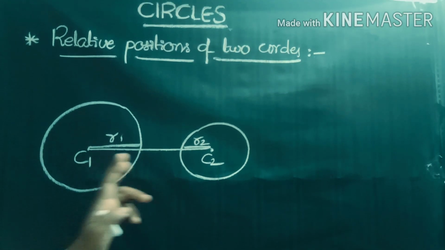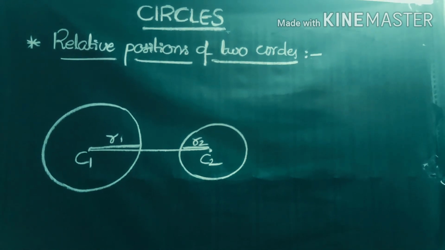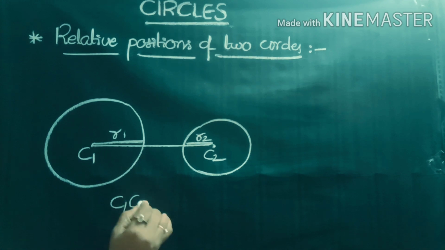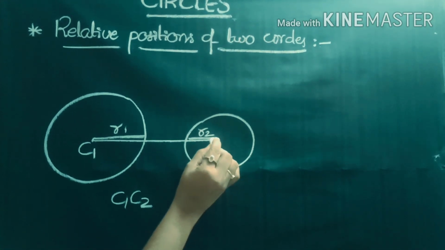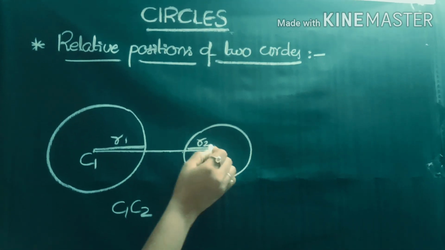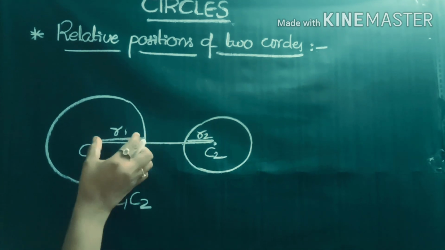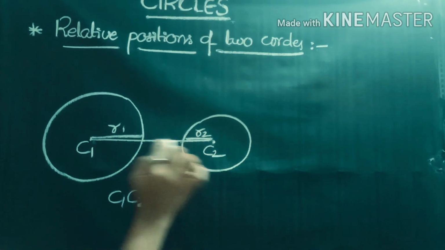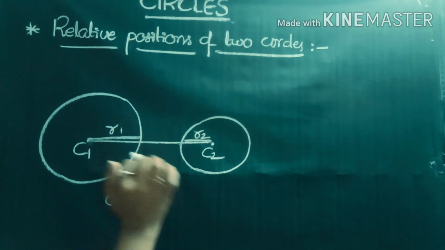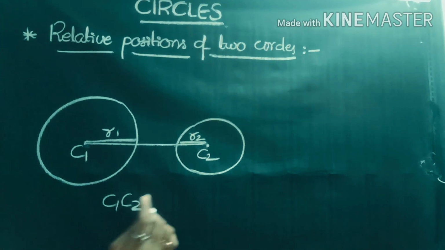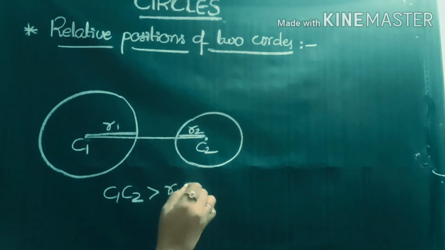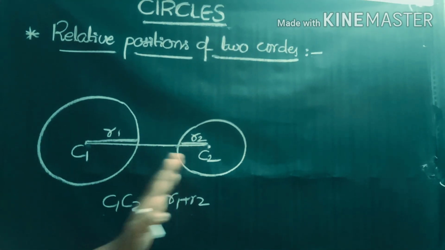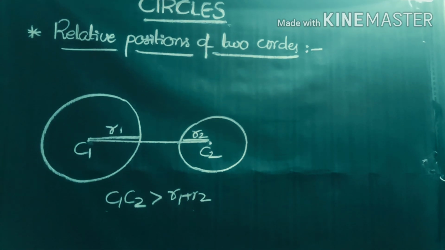Now what is the relation between C1C2 and R1 plus R2? Clearly from the diagram we can say that the value of C1C2 is more than the value of R1 plus R2. R1 plus R2 means this value. What is C1C2? The distance between these two points. So clearly from the diagram, C1C2 is greater than R1 plus R2. That is, the condition for the two circles not to intersect is C1C2 greater than R1 plus R2.